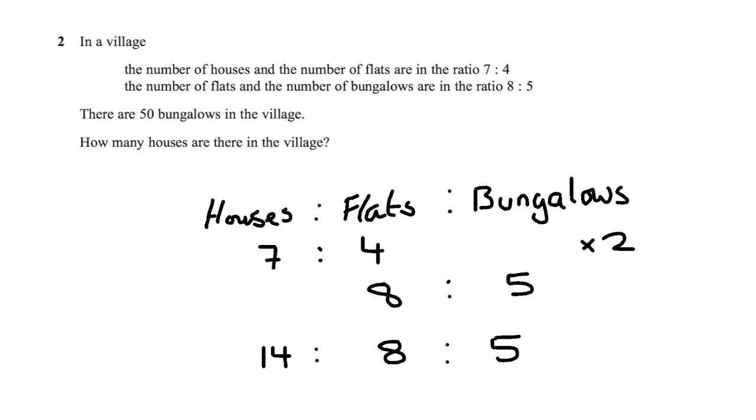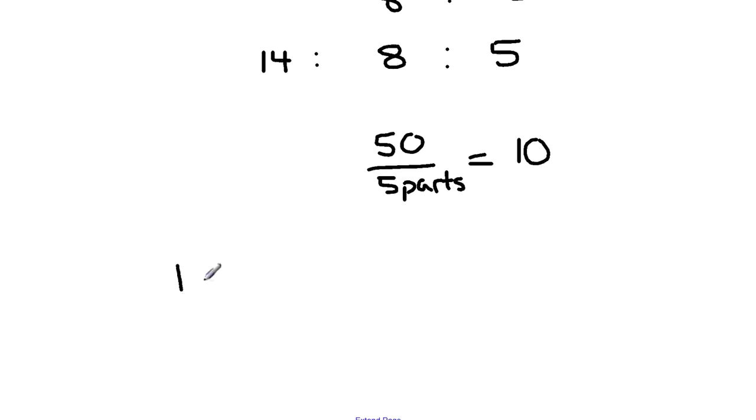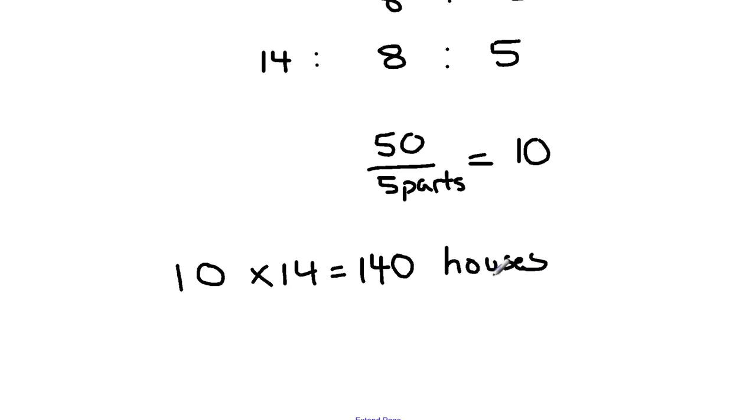How much is one part? The way I'm going to do this, I'm going to divide 50 by 5. So 50 bungalows divided by 5 parts equals 10. One part is worth 10. So if one part is equal to 10, I need 14 parts. Therefore, I'm going to multiply 10 times 14 parts. This will give us the number of houses. So 10 times 14 equals 140 houses. So that's our final answer.